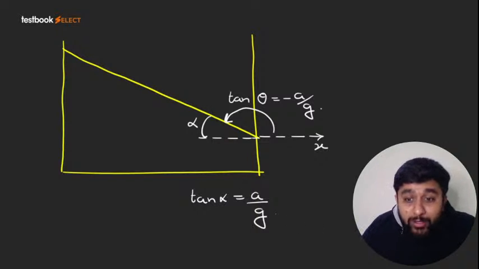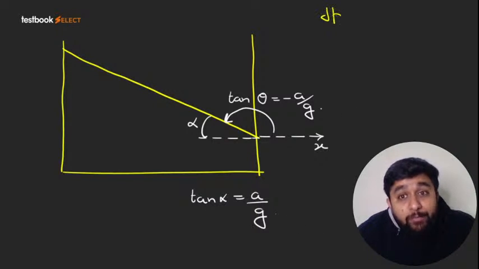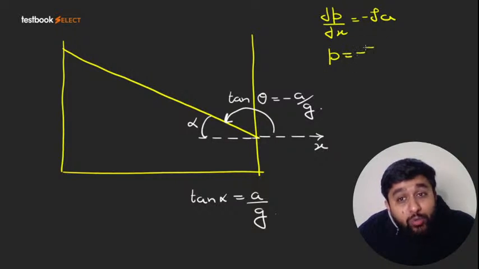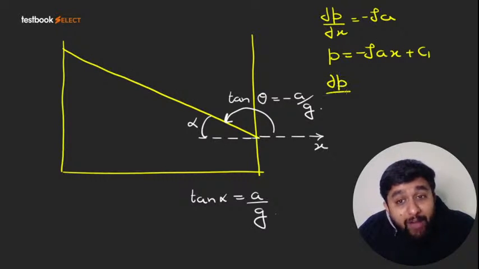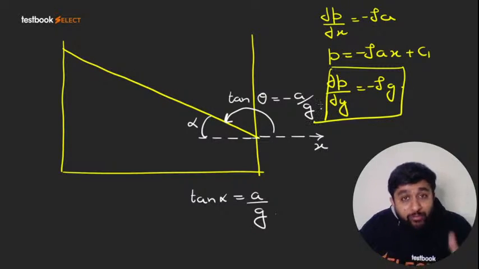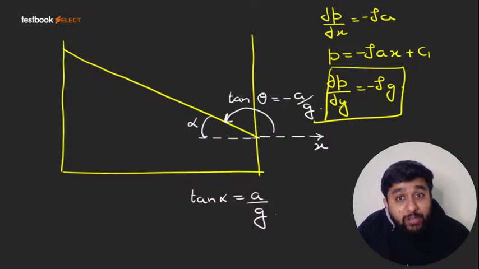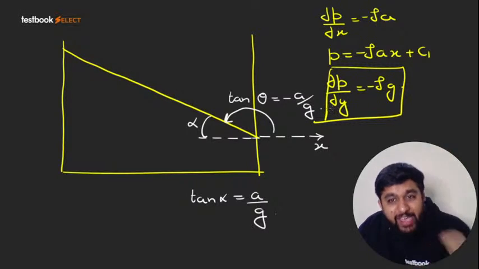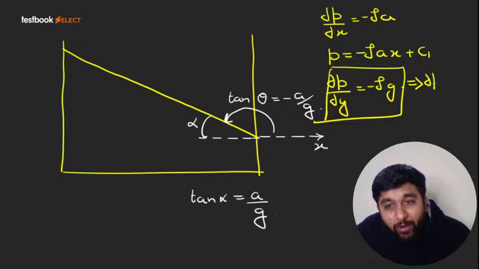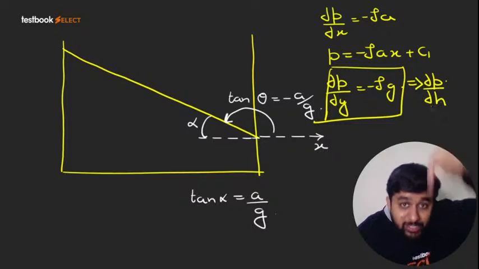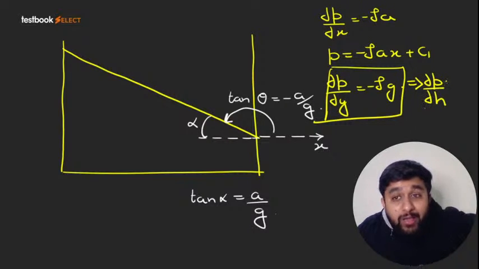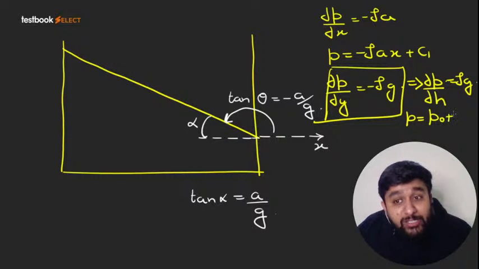Then I also told you that we know that del P by del X is equal to minus rho a. So pressure is going to be a linear function of X. Similarly, del P by del Y is equal to minus rho g. But this is the same as the hydrostatic law. Y is the vertical direction. So instead of taking the vertical direction upwards, let me take it as H. So del P by del Y can also be written as del P by del H. H is the downward variable and Y is the upward variable, so this will become rho g. So you can directly write P is equal to P naught plus rho g H.